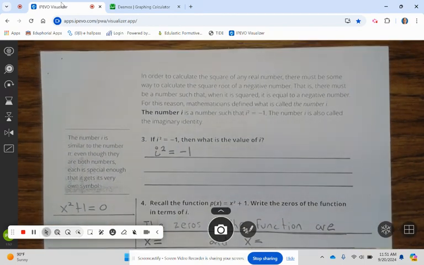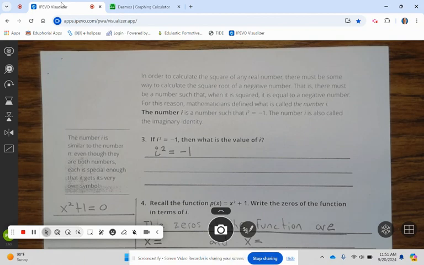In order to calculate the square of any real number, there must be some way to calculate the square root of a negative number. That is, there must be a number such that when it's squared, it is equal to the negative number. For this reason, a mathematician finds what is called the number I. The number I is a number such that I squared equals negative 1. The number I is also called an imaginary identity.